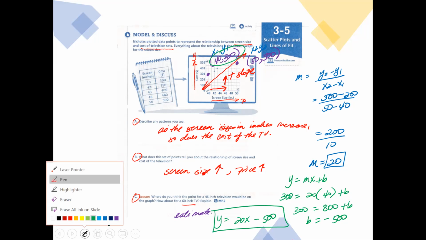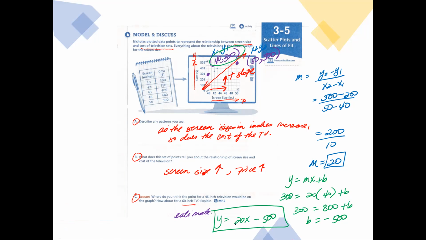And what you can do with this is you can go ahead and plug in the number. x is going to represent the screen size for the TV, and the y will represent the price for the TV. So in this case, if I were to have a 60-inch TV, y equals 20 times 60 minus 500. 2 times 6 is 12, you have 2 zeros, minus 500, y will equal $700.